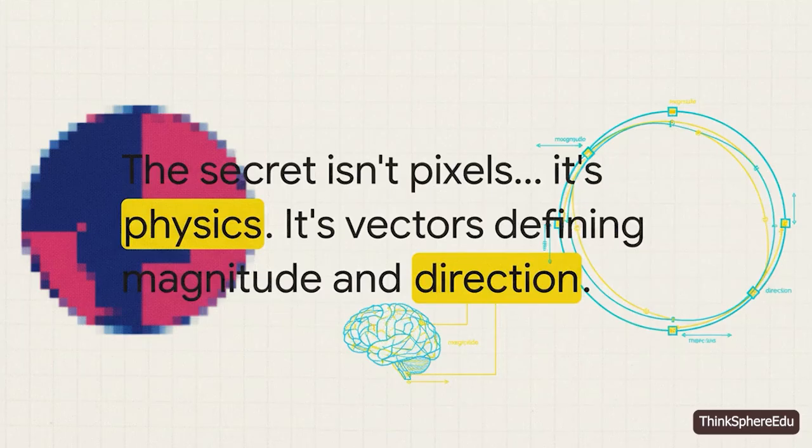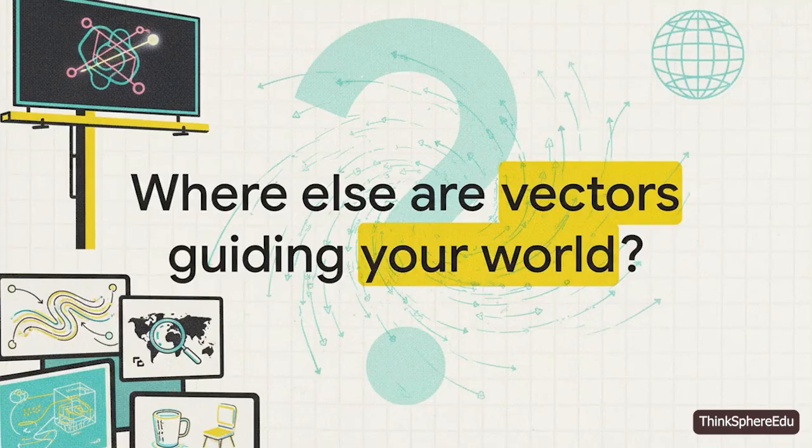So you see, the secret to that flawless image isn't about having more and more pixels. It's about using a totally different approach, one that's rooted in the physics of vectors, defining points in space with magnitude and with direction. From the logos on giant billboards to the fonts right here on your screen, vector graphics are this invisible but incredibly powerful part of our digital lives. So now that you know their secret, this language of magnitude and direction, it kind of makes you wonder, right? Where else are vectors silently shaping the world all around you?